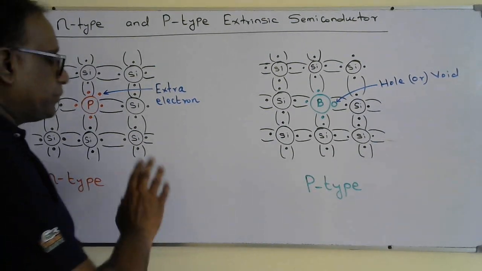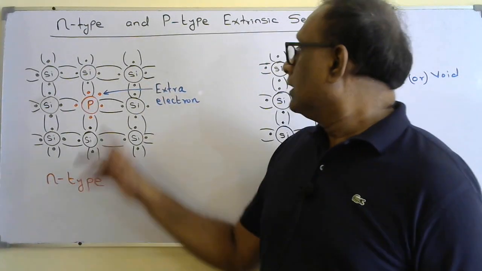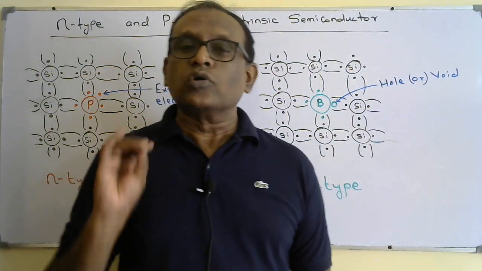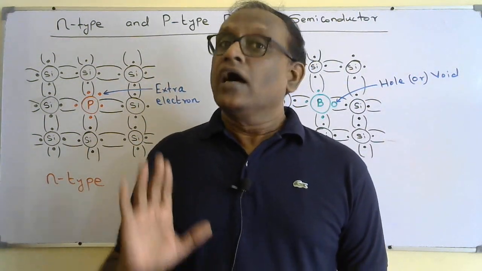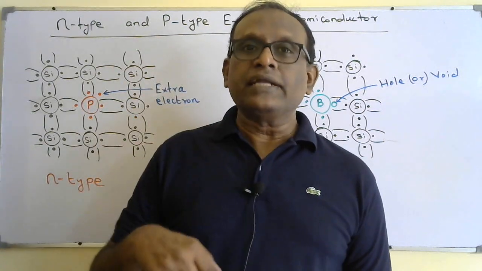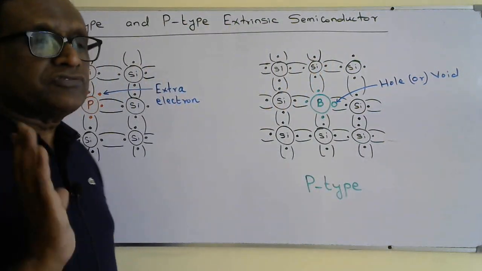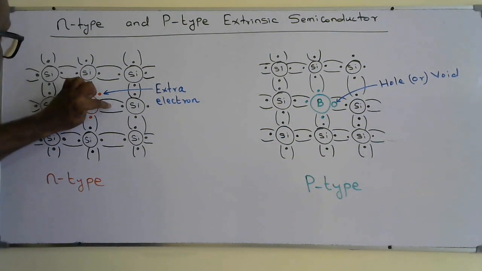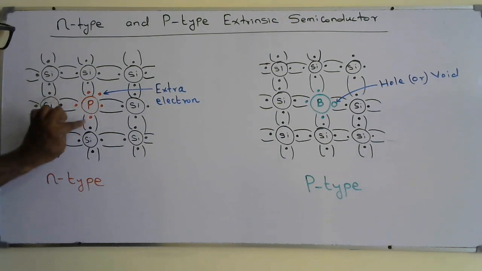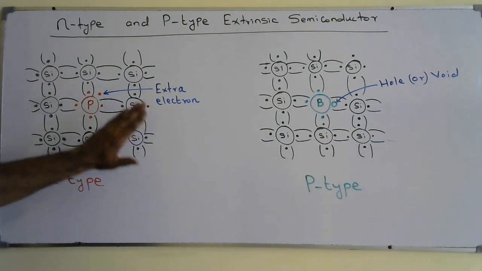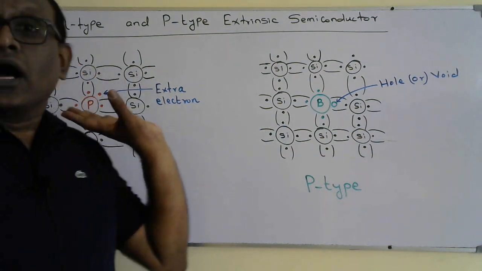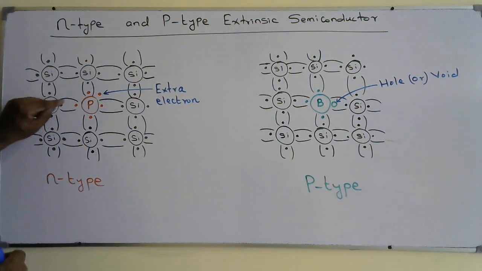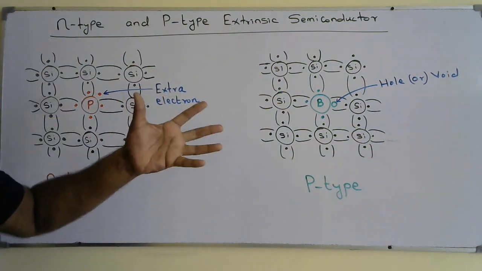Okay, so when you dope silicon with group 5 elements such as phosphorus, what happens? Phosphorus, a group 5 element, has 5 valence electrons in the last orbit. Out of those 5 valence electrons, I drew with red color the 4 valence electrons of the phosphorus that will form covalent bonds with the neighboring silicon atoms. Here, this is also a two-dimensional representation of a three-dimensional lattice structure.